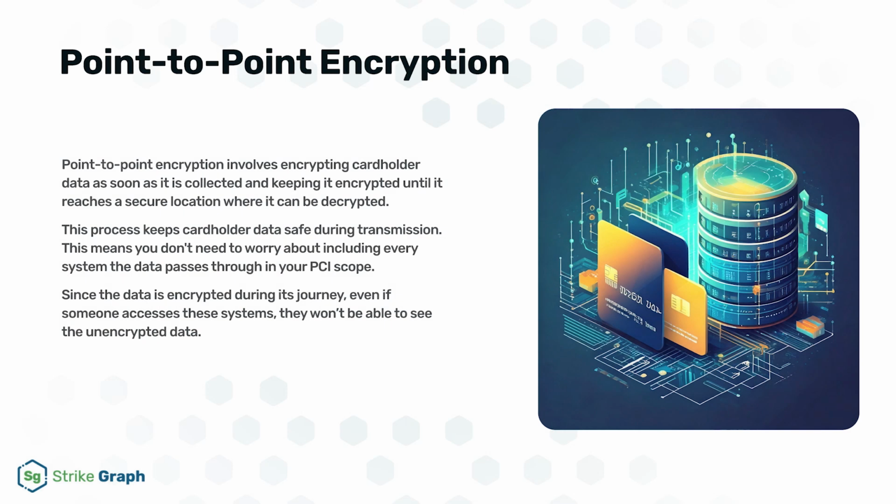Point-to-point encryption involves encrypting cardholder data as soon as it is collected and keeping it encrypted until it reaches a secure location where it can be decrypted. This process keeps cardholder data safe during transmission. This means you don't need to worry about including every system the data passes through in your PCI scope. Since the data is encrypted during its journey, even if someone accesses these systems, they won't be able to see the unencrypted data.